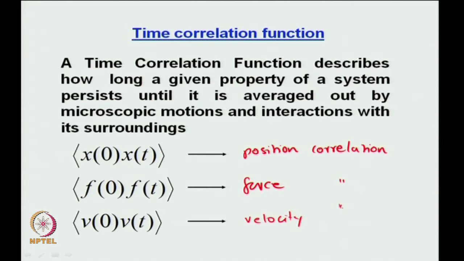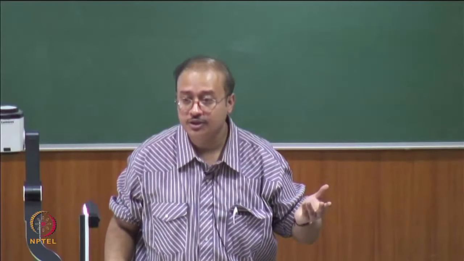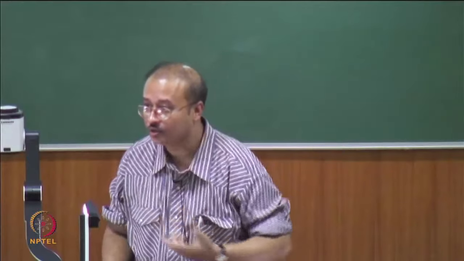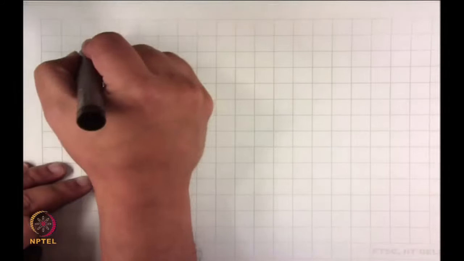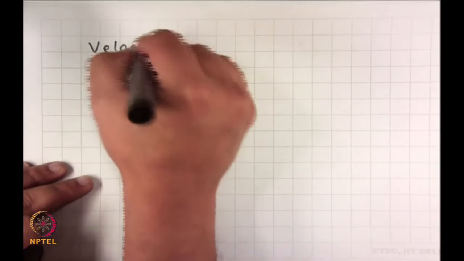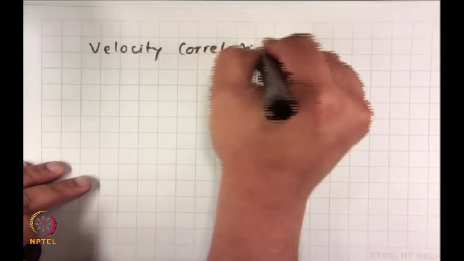Okay. So, this is the one we are now going to look at in some detail. So, we are talking about the velocity correlation and we are trying to figure out whether we have an expression which would tell me how long it would take for the initial velocity, the memory of the initial velocity, to be lost or to decay. That is what we are going to look at. Okay. So, let us look at the velocity correlation function.